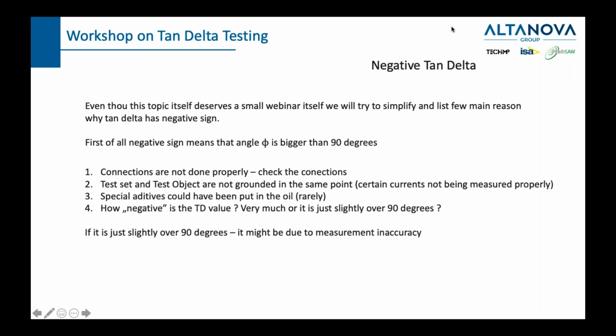Or if it's a little bit more over 90 degrees, check your connections to the ground. And if you've put some additives in the oil, check again. Maybe this will give us a better idea why we have a negative tan delta.